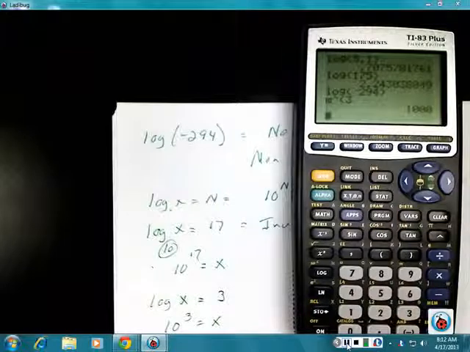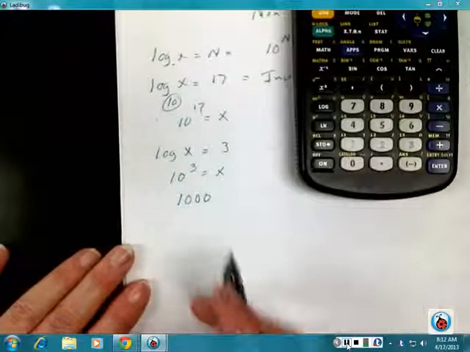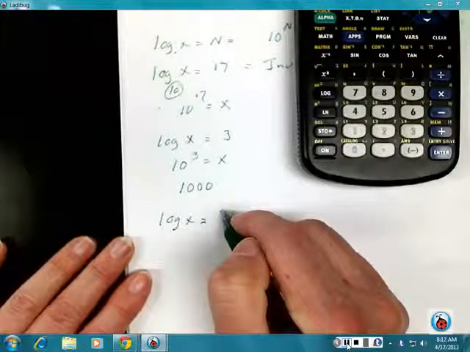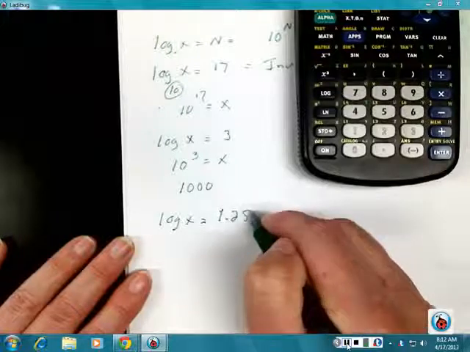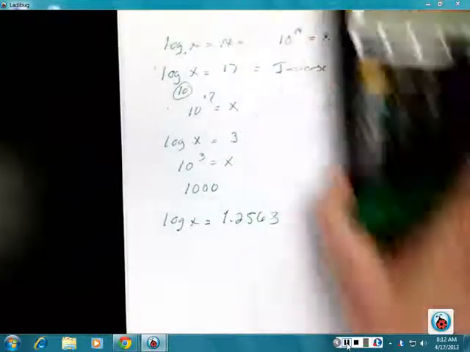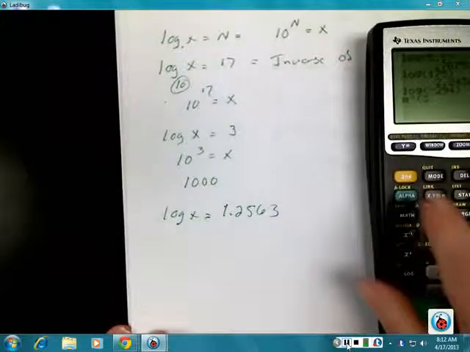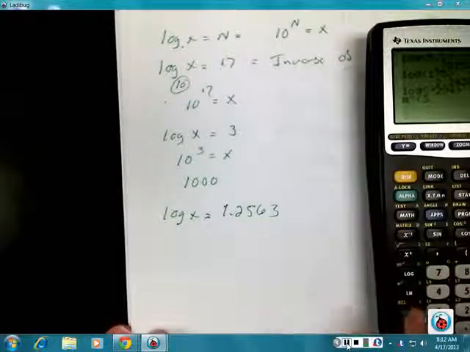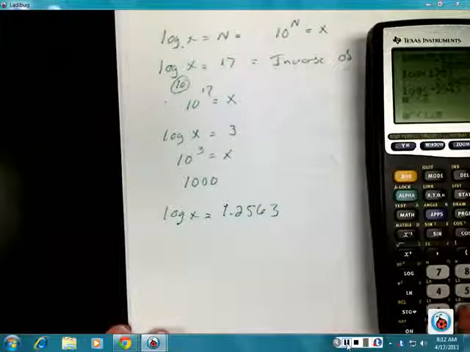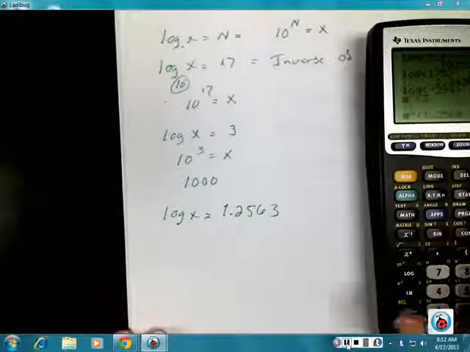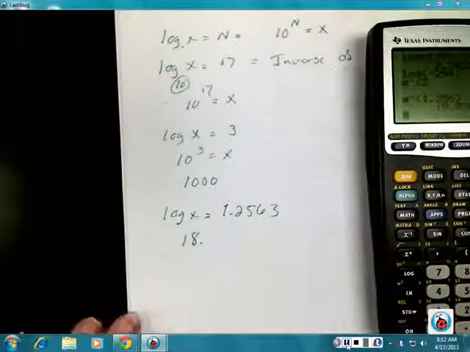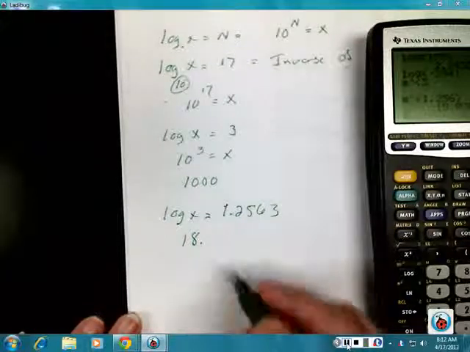So then if they give you log x is equal to 1.2563, if they say that's what you happen to have for your value. So when you see this, you know that you can go second your log key, put in whatever it's equal to, close in a parenthesis, hit enter, and you come up with an answer of 18.0302.